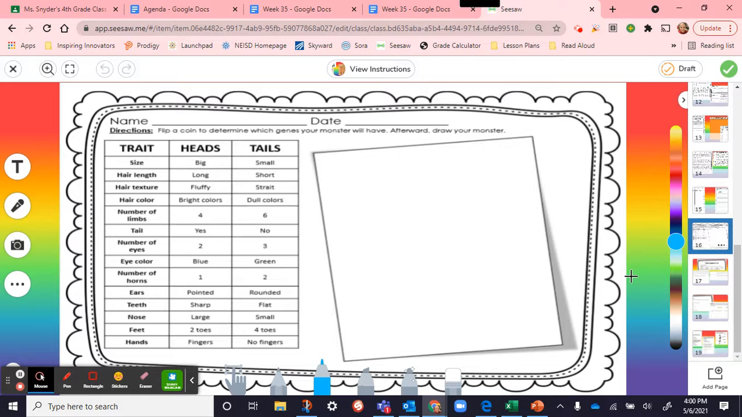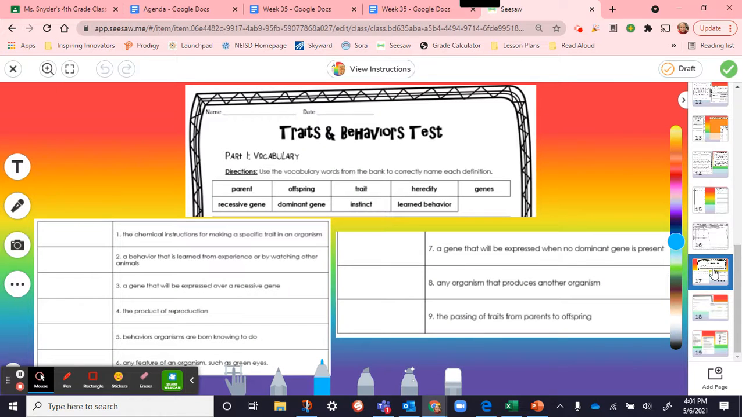So you need to get a coin, or there's coins online that we used if we didn't have a coin. If you flip heads, your monster that you're drawing is very big versus tails would be small. So the way that you draw it is determined by these things here, whether you got heads or tails. And then today, we went ahead and started the traits and behaviors test. So this offspring, I was reading the word, this vocabulary here, you can go back up to page 2. You should have all that there you can use.